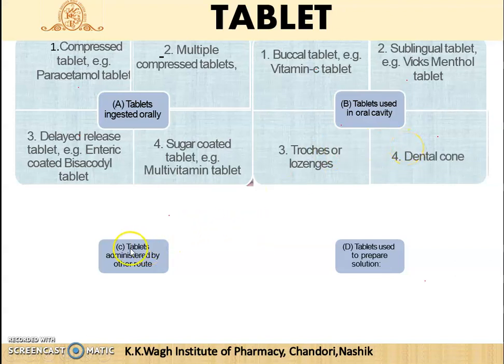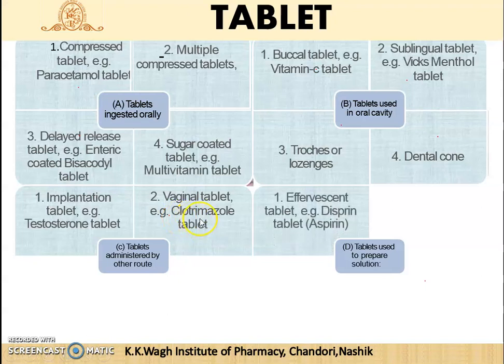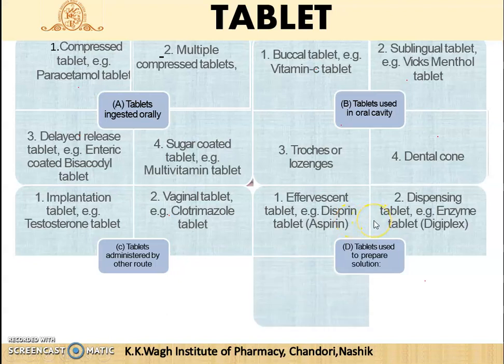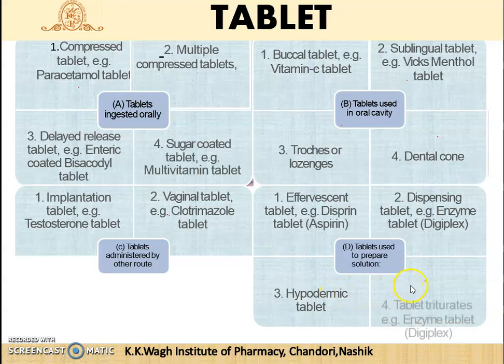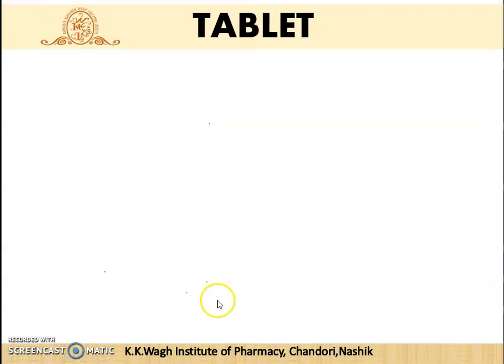The third major category of tablet is tablets administered by other routes. The first one is the implantation tablet, an example of which is testosterone. Then vaginal tablets, an example of which is clotrimazole tablet. Then tablets used to prepare solutions: effervescent tablets, an example of which is aspirin. Then dispensing tablet, an example of which is enzyme tablet. Then hypodermic tablets. And the last is tablet triturates. Enzyme tablets are an example of this. These are the different types of tablets.